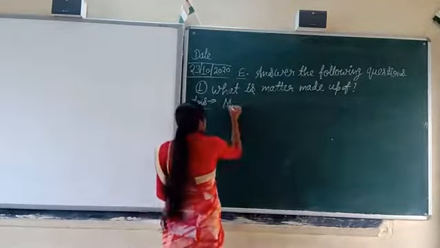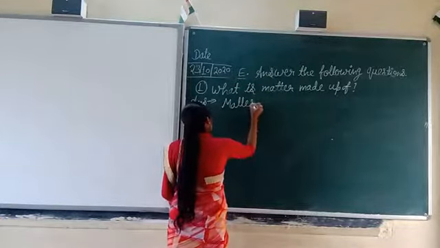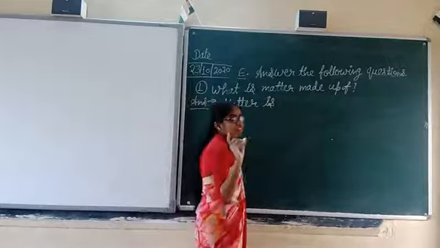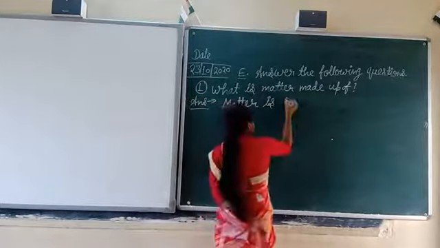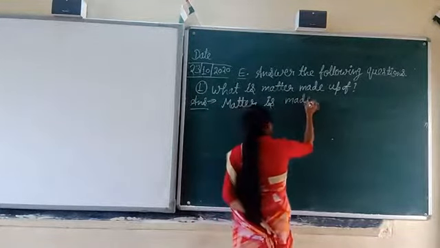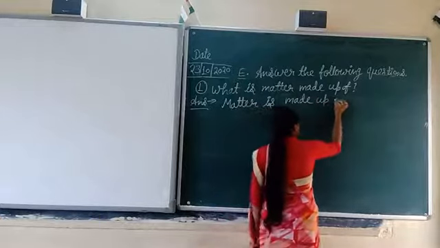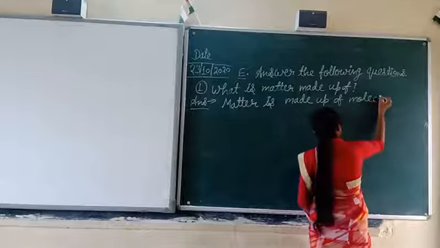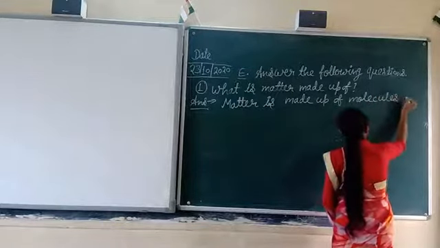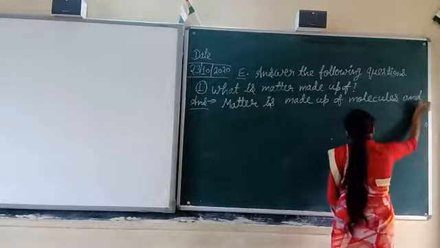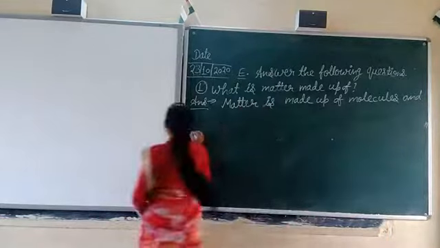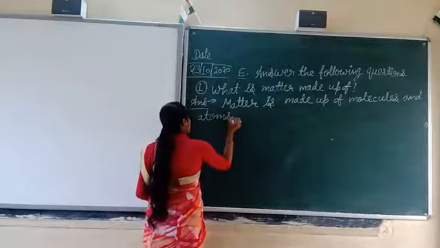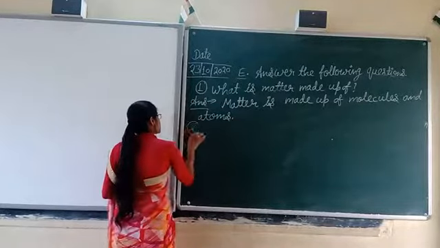This question is very easy. We have studied it in the very first line of this chapter. Matter is made up of molecules and atoms.